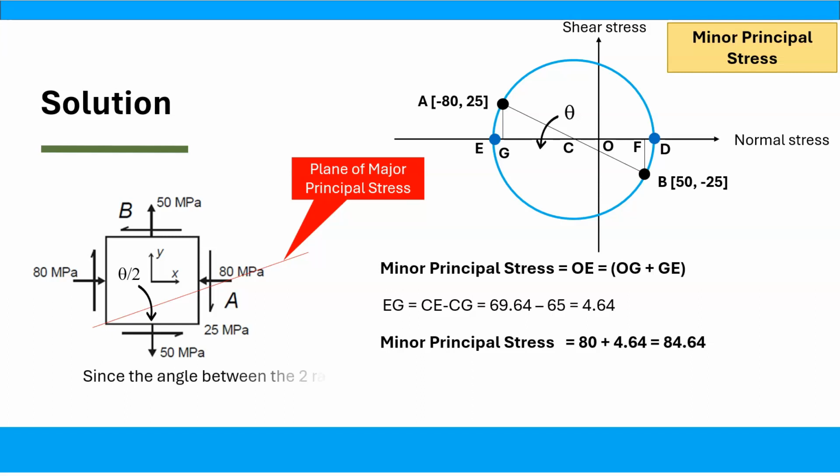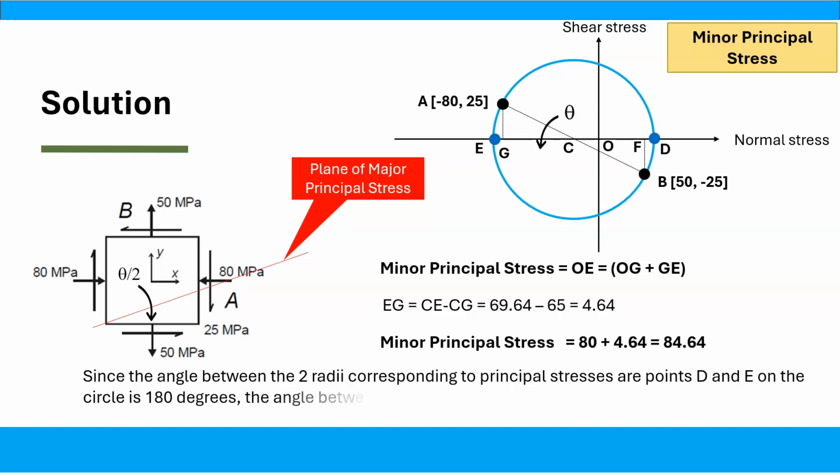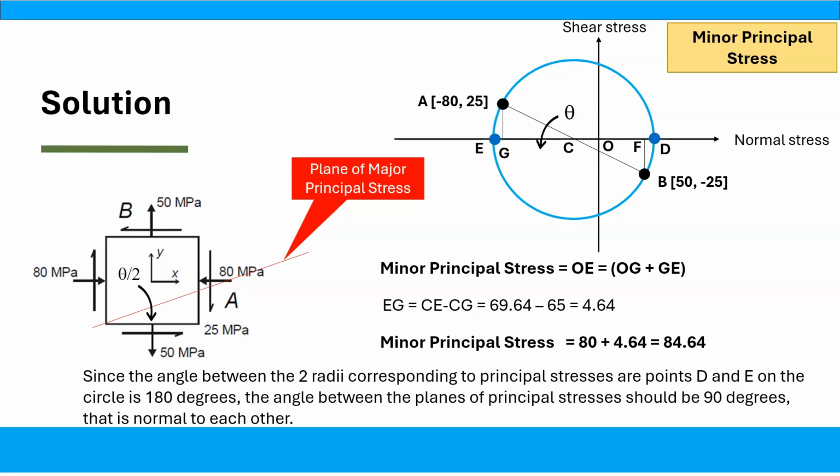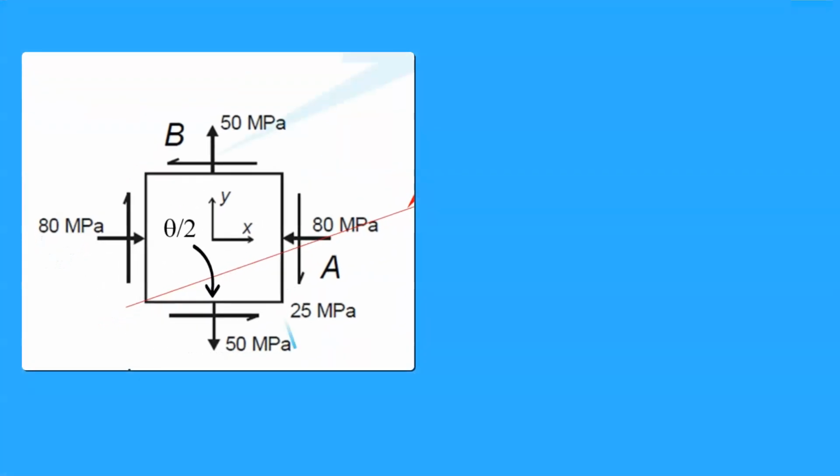Since the angle between the two radii corresponding to principal stresses located at points D and E on the circle is 180 degrees, the angle between the planes of principal stresses should be 90 degrees, that is normal to each other.